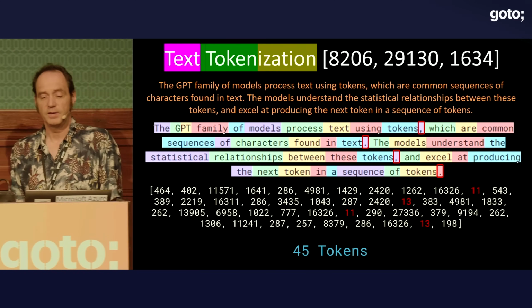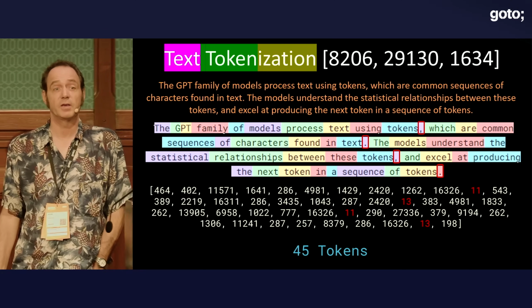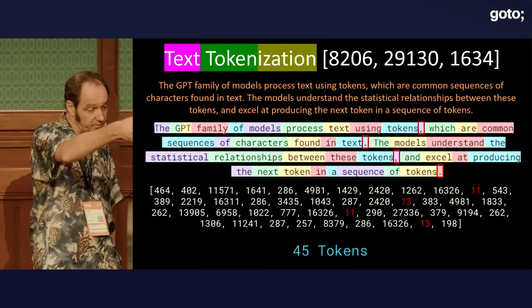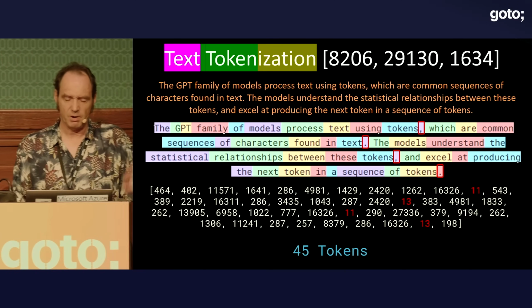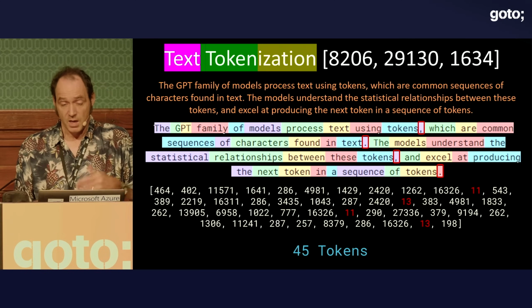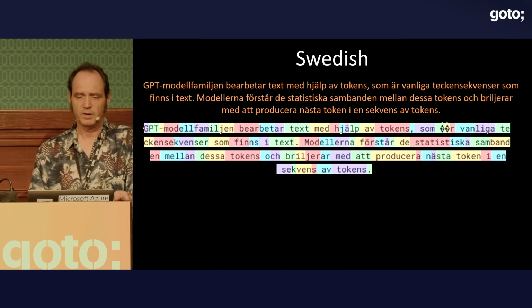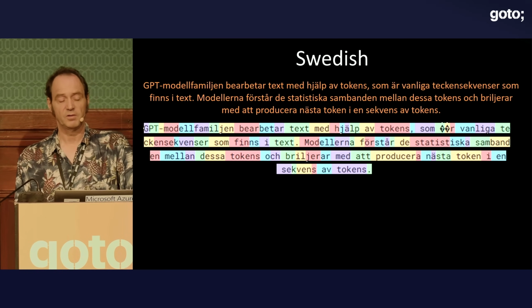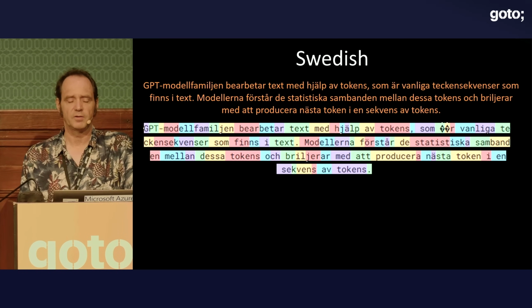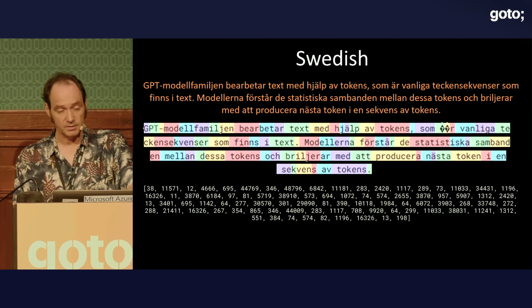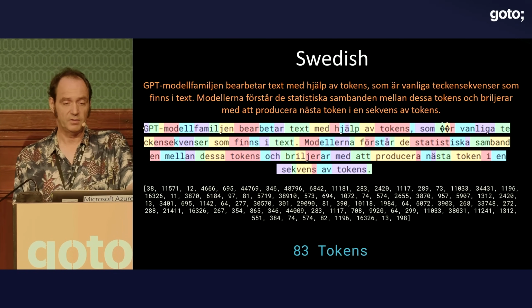ASCII, yeah. The first 256 tokens are ASCII characters. So that basically allows us to represent any text there. And you'll see these ASCII characters popping up there. If we take Swedish, it ends up getting more fragmented because there's not that much Swedish data in the training data. So here it comes out to 83 tokens.